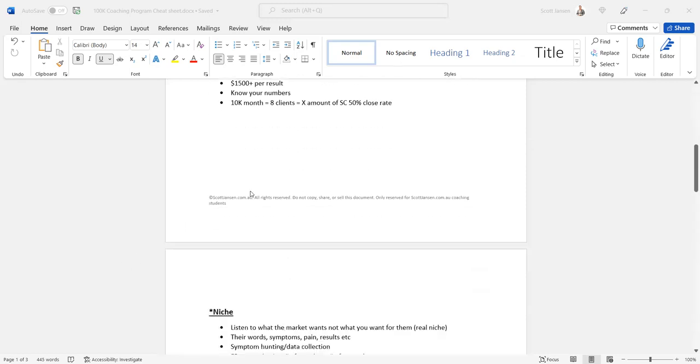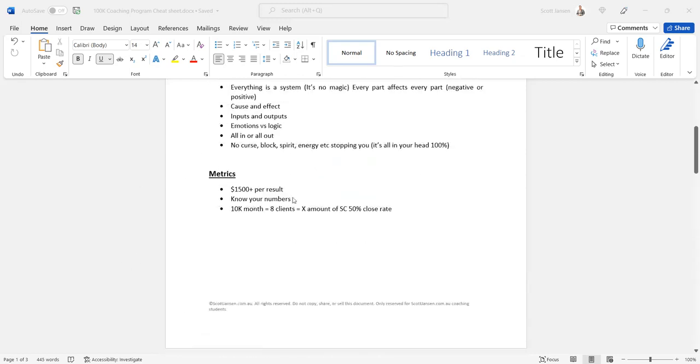Now, these are just really the little bits behind the scenes to make sure the business is set up properly. We understand the metric is $1,500 plus per result. If you're still on the old session model and you can't wrap your head around it, or you think, oh, I don't know if people around me are going to pay $1,500, please go watch that video again. The reason I say $1,500 is based on the metrics and the 80-20 rule. That's it.